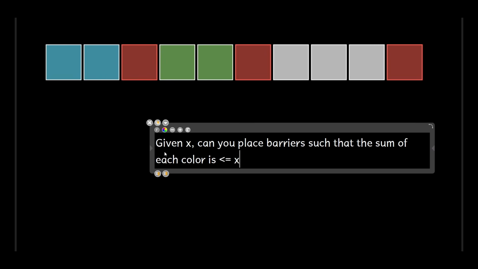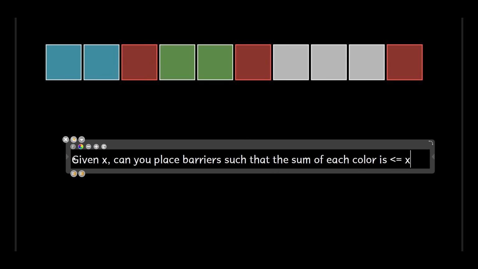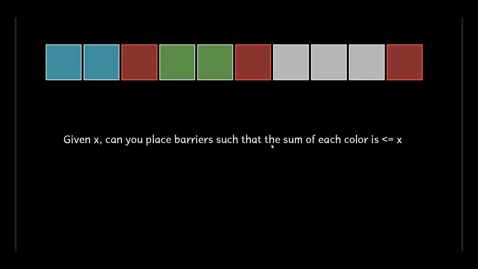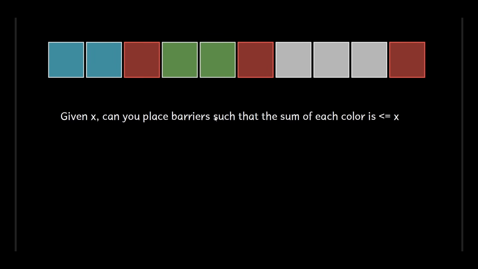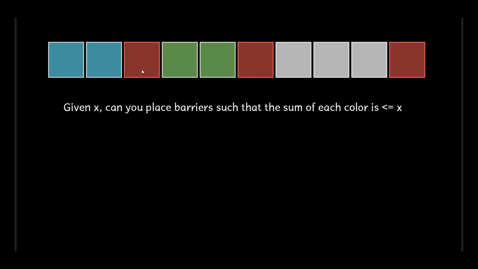Now, even if you have not understood the binary search part of this video, that is fine, because this part is independent of the binary search. You can treat it as a completely new problem, where they have given you an array and a number x, and they are asking you, can you place barriers such that the sum of each color is less than or equal to x, including the colors of the barriers. So how do you solve this problem?